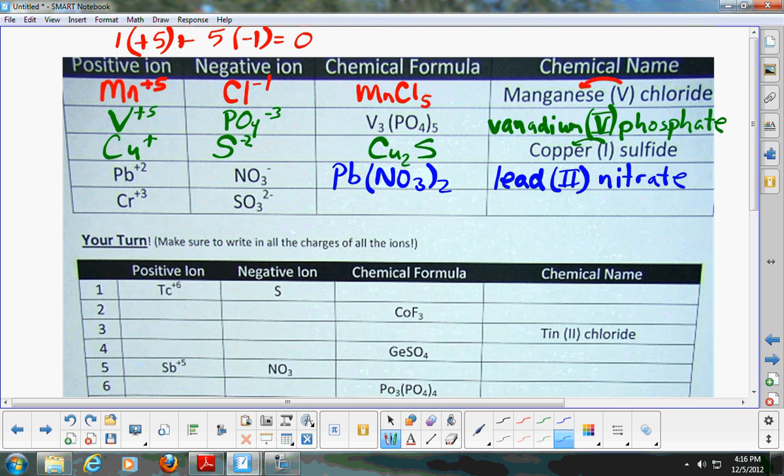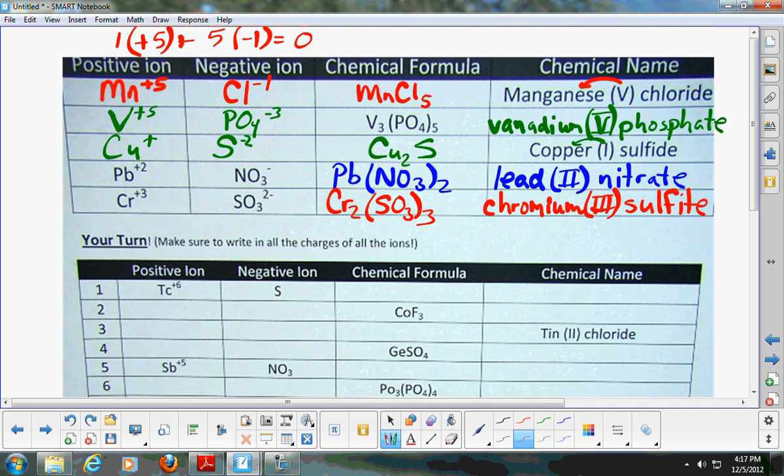Now the same thing's going to happen with the bottom one. We've got chromium, and it has a plus 3 charge. So chromium, Roman numeral 3, and SO3 on the back of your periodic table is sulfite, ITE, because it's lost one oxygen from sulfate. Plus 3 and a minus 2, common factor is 6. So to get 6 for chromium, I'm going to need 2 of them. To get 6 for the sulfite, I'm going to have more than 1, so it's going to go in parentheses. And I'm going to need 3.